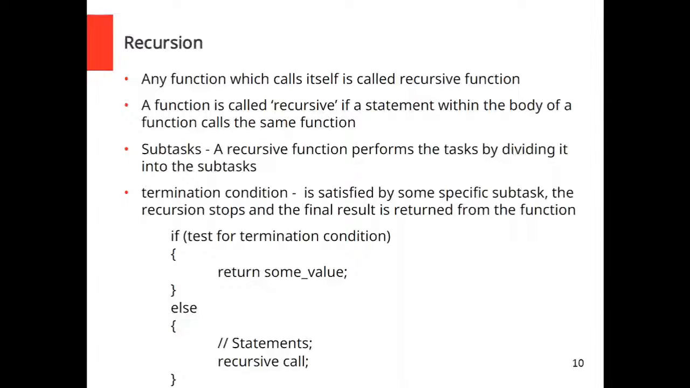Next topic is recursion. Recursion is the process in which a function calls itself to work on a smaller problem. A function which calls itself is called a recursive function, and such function calls are called recursive calls. Recursion involves several recursive calls. Hence, it is important to have a termination condition of recursion.